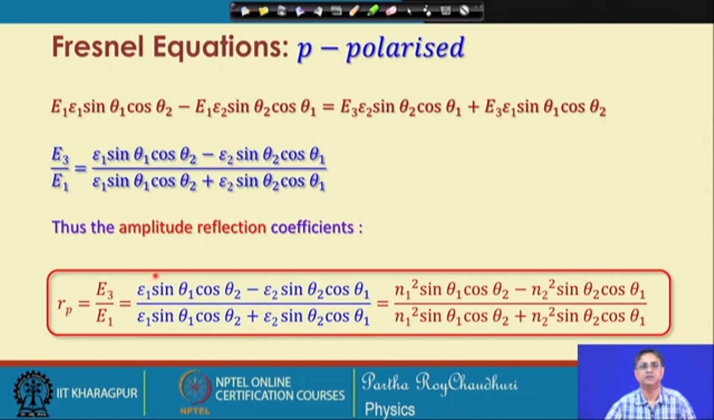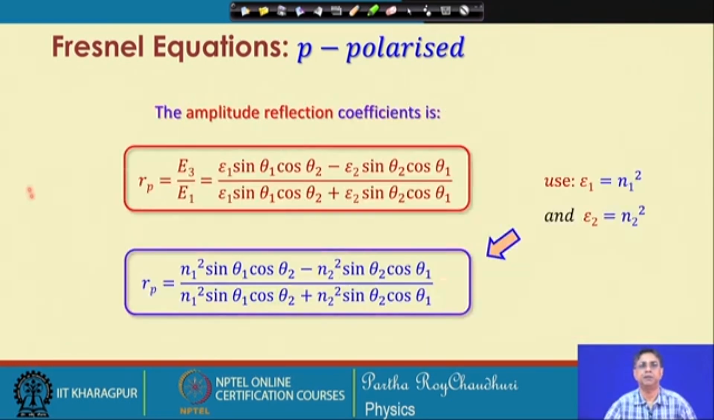And because the permittivity for this dielectric is nothing but the square of the refractive index, we can write epsilon 1 equal to N 1 square and epsilon 2 is equal to N 2 square. So, this is the other form of this equation for the amplitude reflection coefficient for the p polarized light, R P.